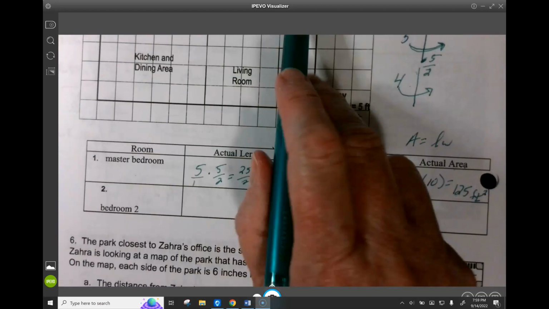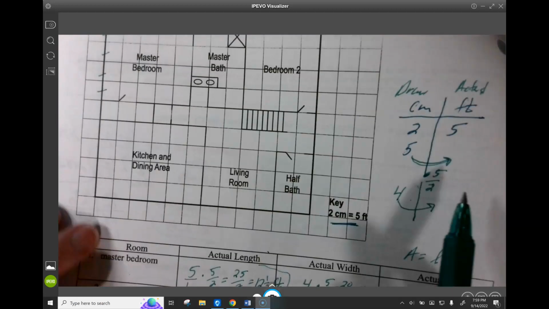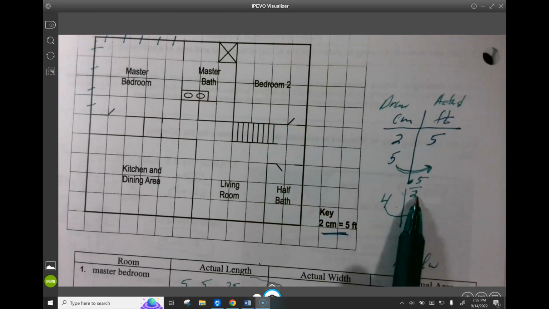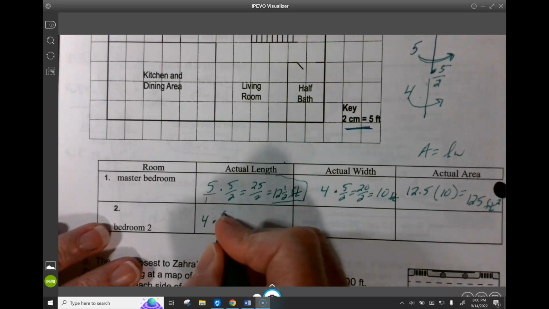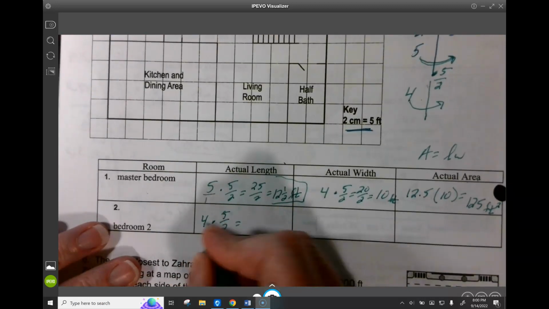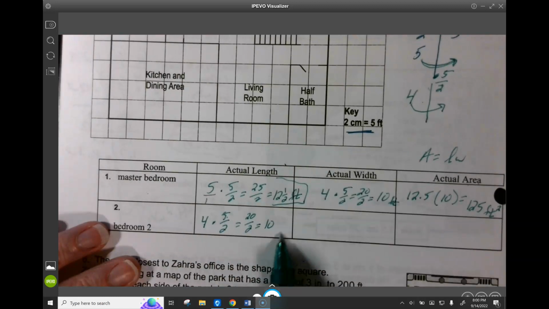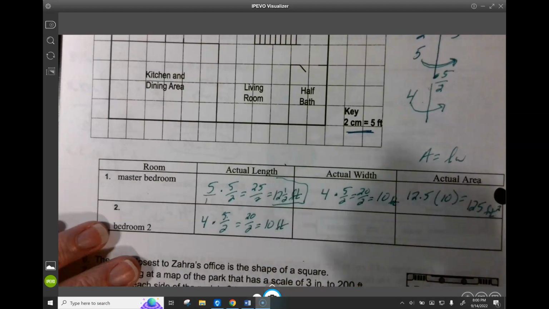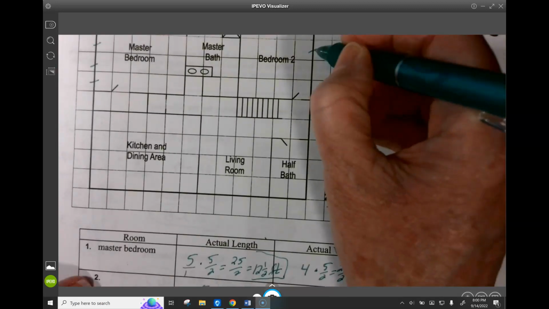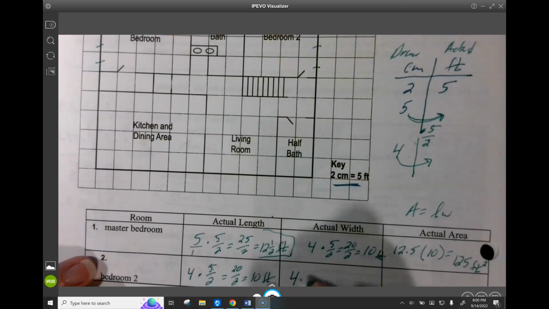Okay, let's look at bedroom number 2 now, and we're going to do the same thing. Okay, it's getting bigger. We're going to use that same ratio of 5/2. So let's count the sides. 1, 2, 3, 4. So I'm going to take 4 times 5/2, which is 4 times 5, 20 over 2, which is equal to 10. Does that sound familiar? We already used it. So that's 10 feet. Okay, now let's do the other side. 1, 2, 3, 4. We're doing the same thing we just did.